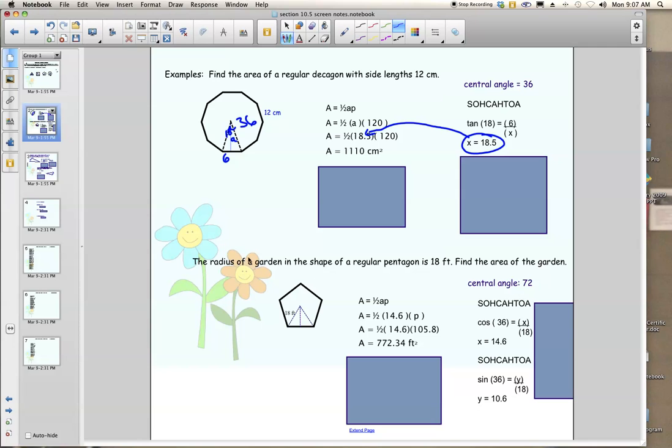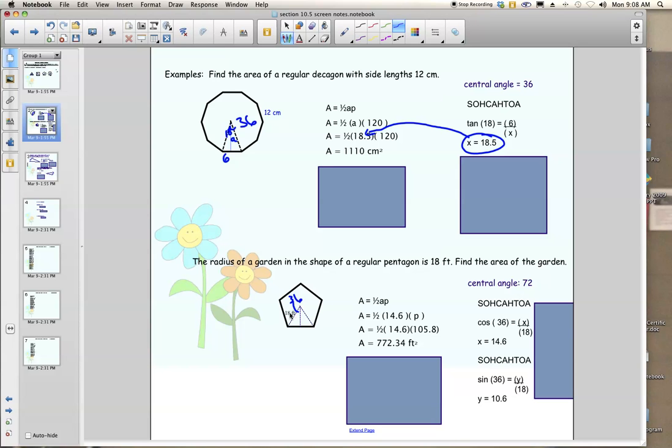Trying another one of these, the radius of a pentagonal garden is 18, so I know that this distance is 18. Now, in order to find the area, I have to know the apothem and the perimeter. Since I don't know either of those, I'm going to have to use my trig functions twice. Knowing that my central angle in a pentagon is 72, I know that this piece here is 36. It's half of the 72.